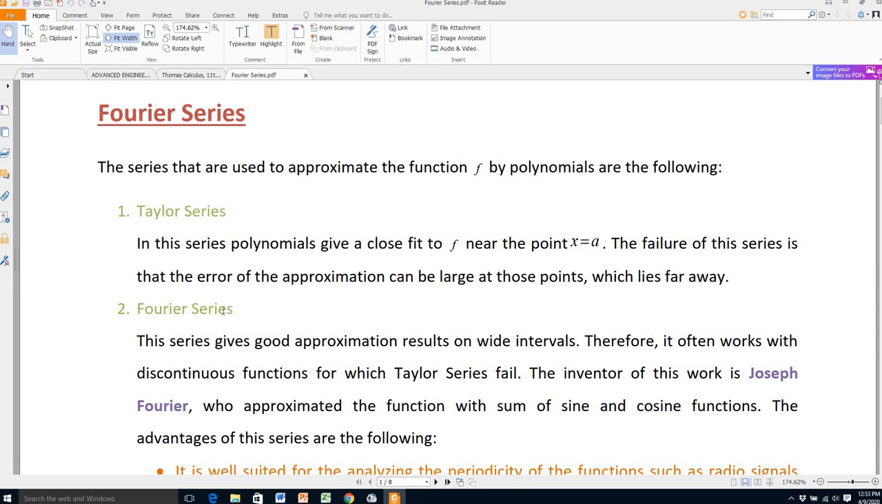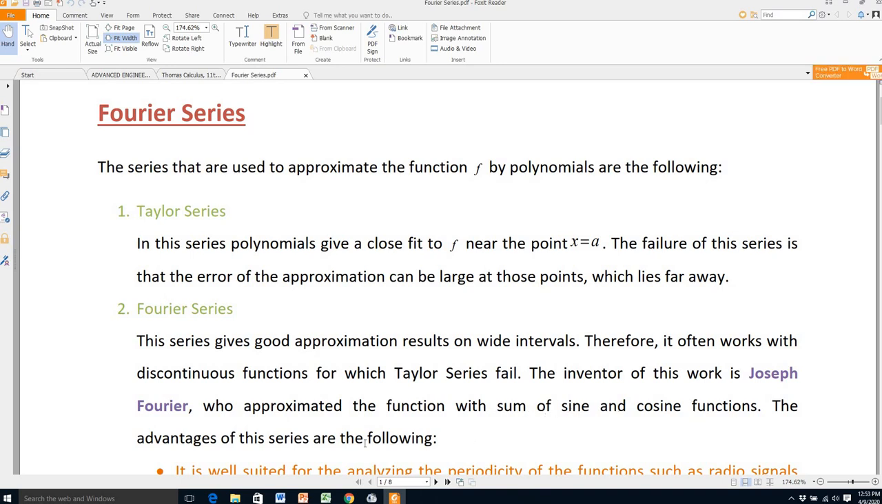Number two, the Fourier series. This series gives good approximation results on wide intervals. So therefore, it is often used with discontinuities. It means that somewhere they generate some jumps, and when there are jumps, the function becomes discontinuous. So therefore, it is often used with discontinuous functions for which the Taylor series fails. The inventor of this work is Joseph Fourier, who approximated the function with a sum of sine and cosine functions.